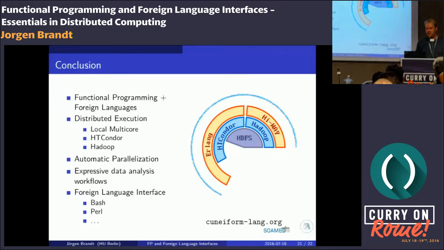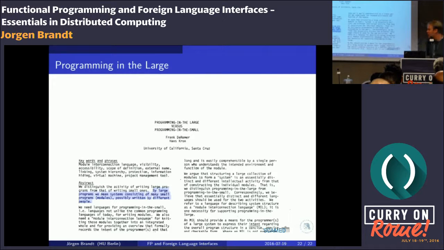And to wrap this up, what Cuneiform is, it's functional programming plus foreign languages. It gives you distributed execution on multi-core, HTCondor, Hadoop, automatic parallelization. You have a very expressive way to express your data analysis workflows, and you can use all the libraries you already have. And I want to conclude this talk with a paper from '75.